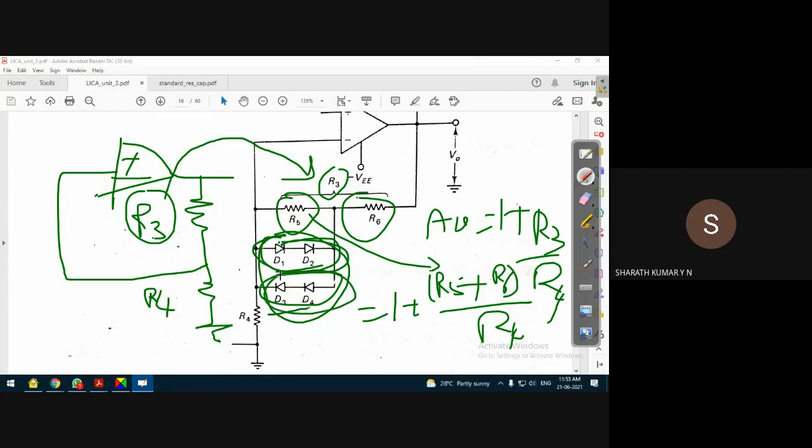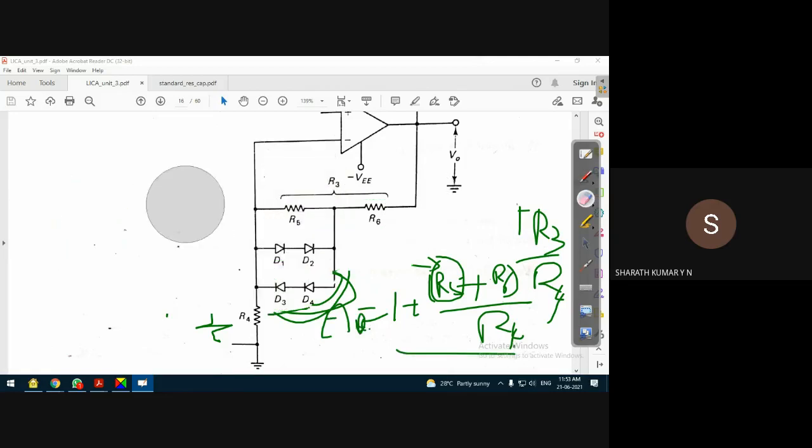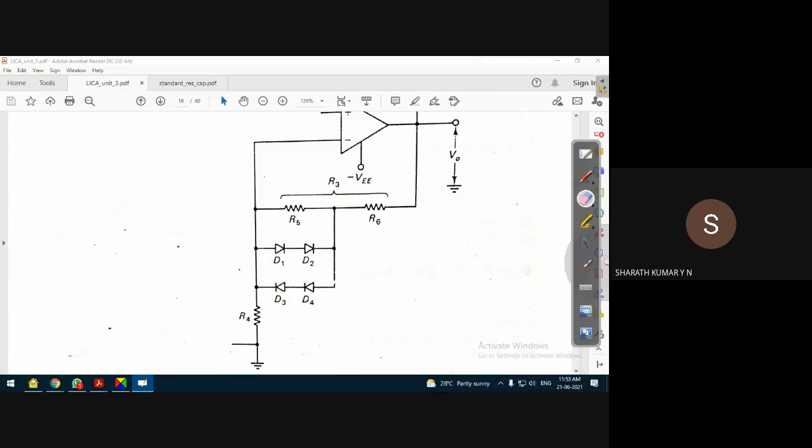If the output voltage becomes very large, these diodes will be forward biased. When these diodes are forward biased, the voltage across the diode is limited. Because of that, R5 is bypassed. When R5 reduces, the gain of the amplifier reduces. So that's the basic idea of the amplitude stabilization of a Wien bridge oscillator.